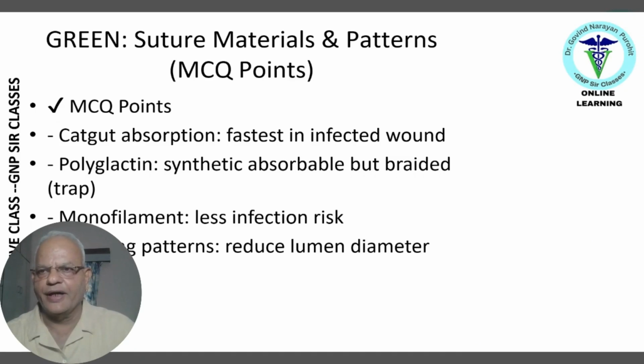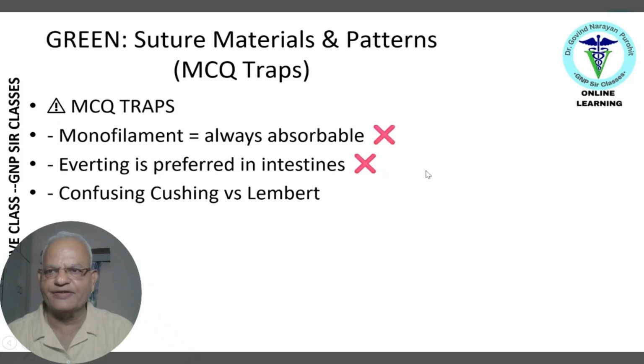This is a green, and the MCQ points are: catgut absorption is fastest in infected wound. Polyglactin is synthetic absorbable but braided. This is the trap: monofilament has less infection risk. Then inverting patterns reduce the lumen diameter. Remember these MCQ points, and then here are the traps.